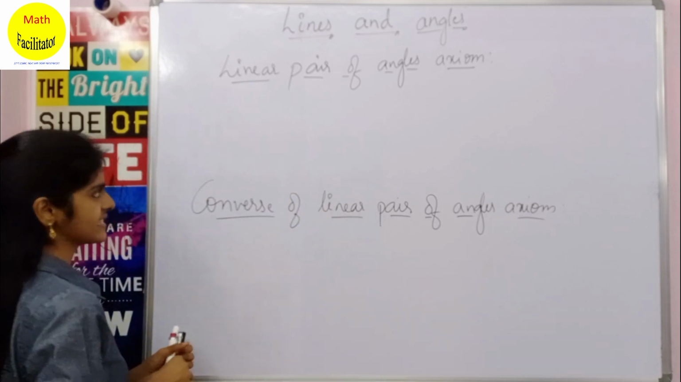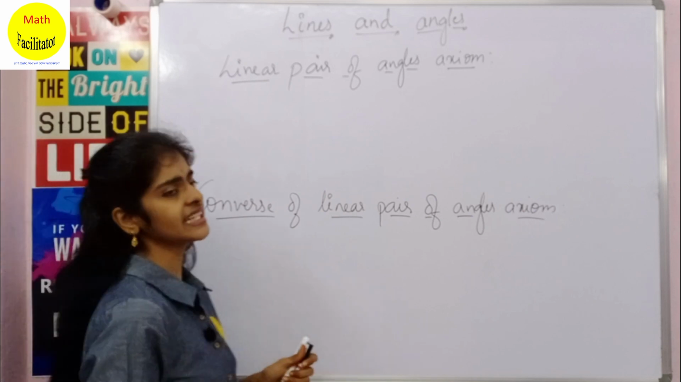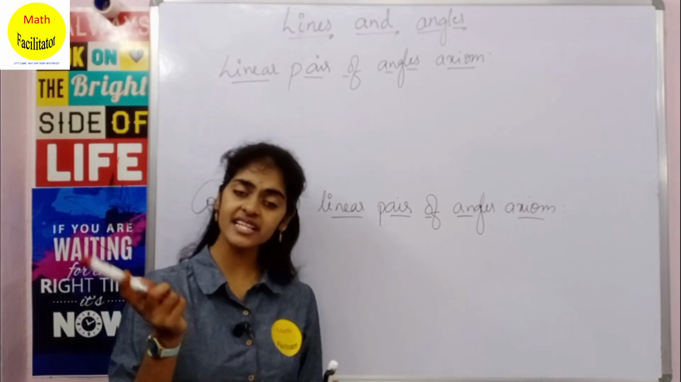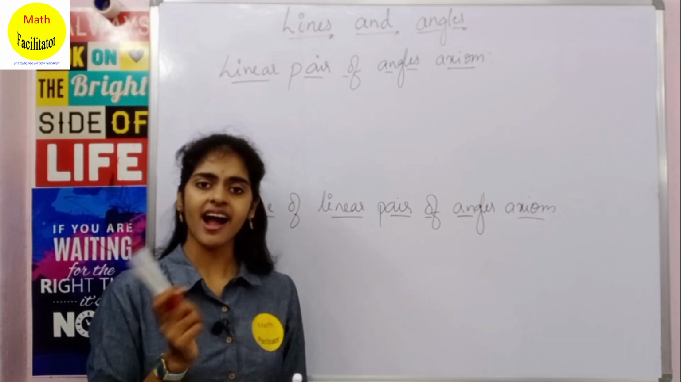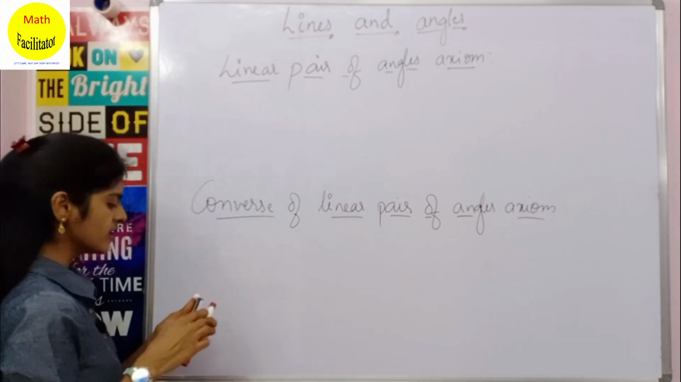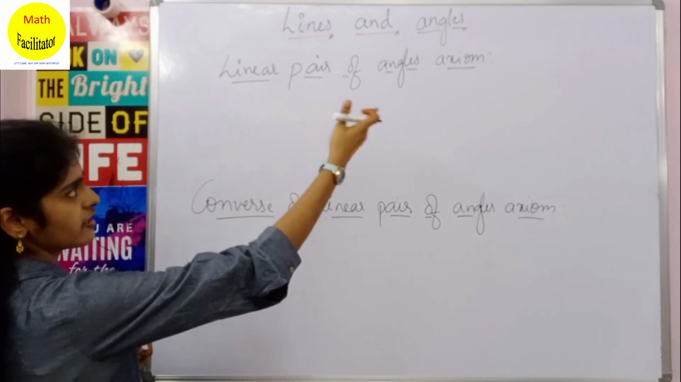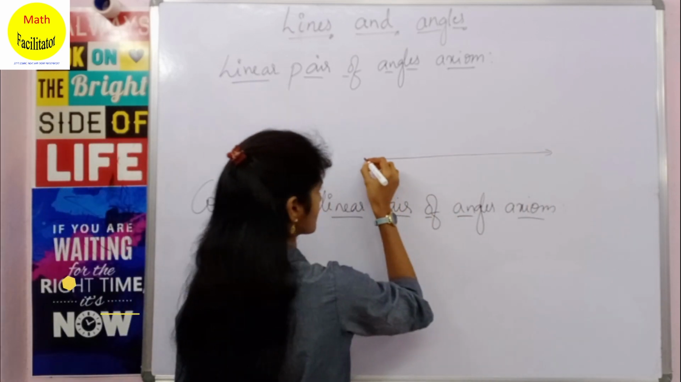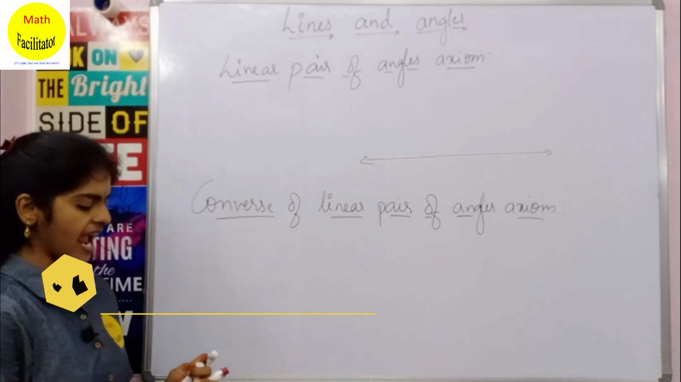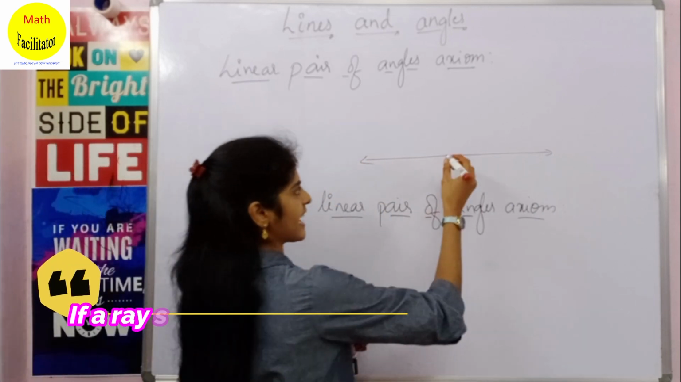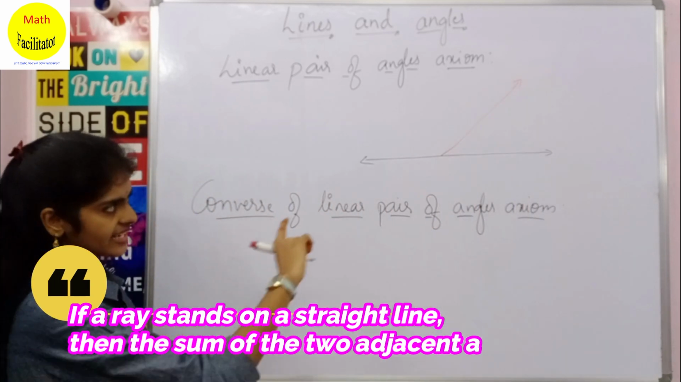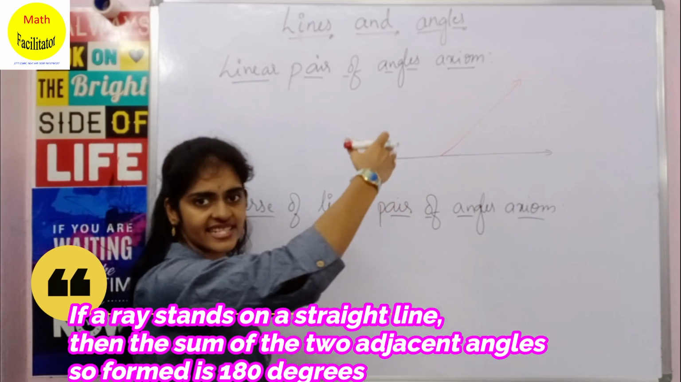So what is it? Now we have learned what linear pair of angles are. Linear pair of angles are nothing but angles whose sum is 180 and they should be adjacent. Now the statement for this linear pair of angles axiom is, suppose you have a straight line. And now you are drawing a ray on this straight line. So there is a straight line and this ray is standing on the straight line.